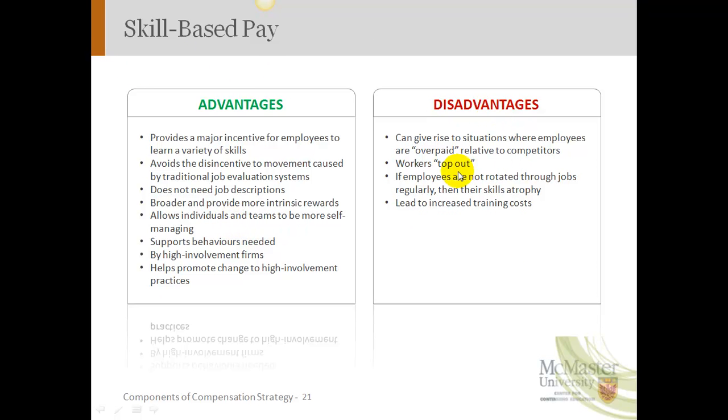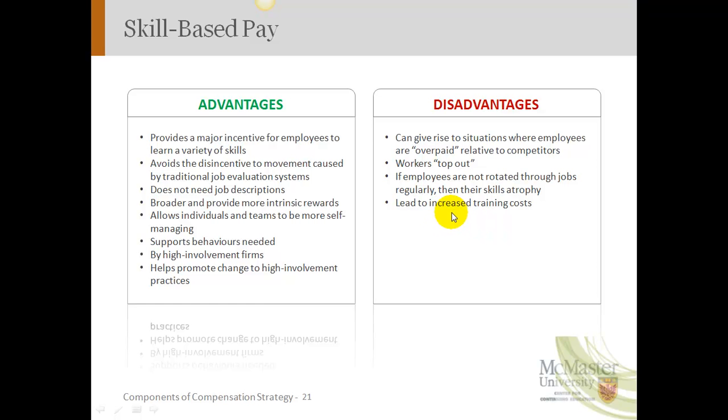Some of the disadvantages is that workers could top out. Again, very similar to what we saw here, the topping out problem, because again, workers may have all these skills that they're using. They're at a top level that they can be paid in your organization by having all the skills, but are they actually able to use them? And again, if the employees aren't rotated through jobs, then they suffer from what we call skills atrophy, meaning that the skills they have go stale. So you might have to reinvest, and keep them up to date, but you have to make sure that they can use the skills in your organization. And again, it leads to increased training costs.